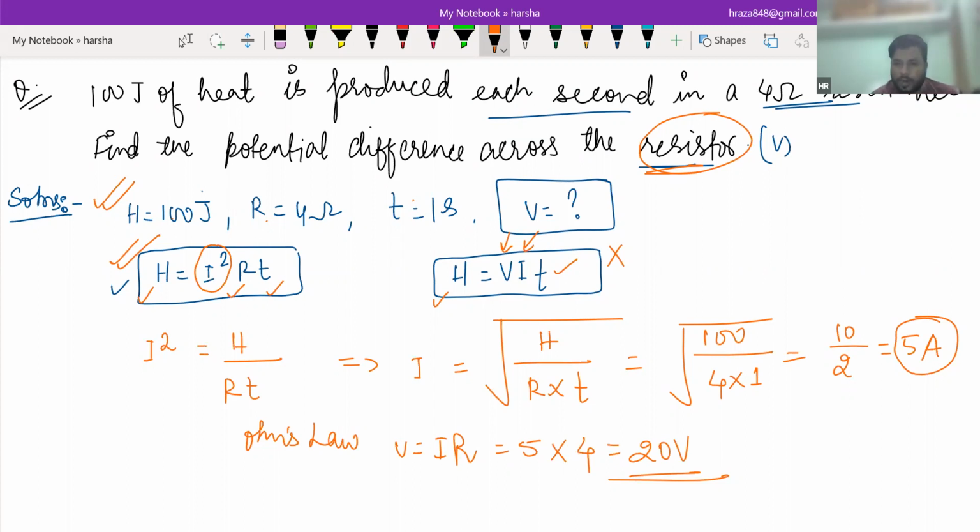Why didn't we apply this formula? This is very important to note. We have two formulas for heat energy. The first is H is equal to I square RT, and the second is H is equal to V into I into T. In the first formula, only I was not given, and all the other components are given: H, R, T. But in the second formula, both potential difference and current are not given. That's why we didn't apply this formula. We applied the first one, and by finding current, we can easily calculate the value of potential difference by applying Ohm's law. If you have any doubt in this, please ask.